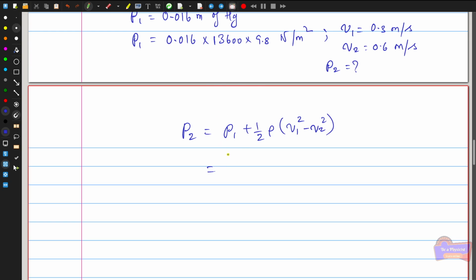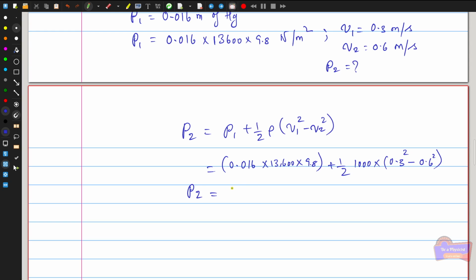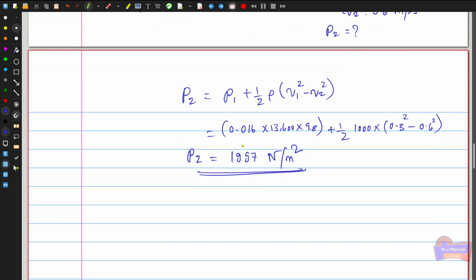P1 is given as 0.016 into 13,600 into 9.8, plus half into rho. For water, the density is 1000. So 1000 into the velocities, that is 0.3 whole squared minus 0.6 whole squared. Calculating the final value, P2 will be equal to 1997 Newton per meter squared. So this is the pressure at the point P2.